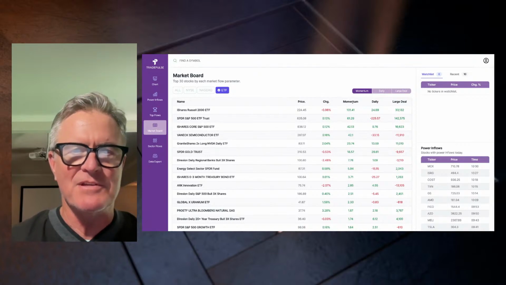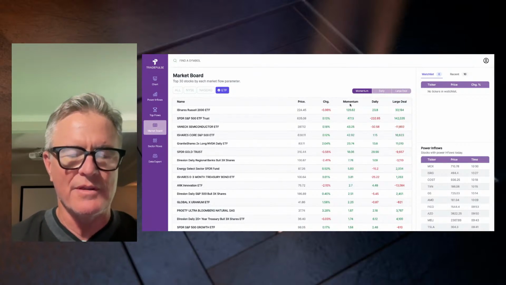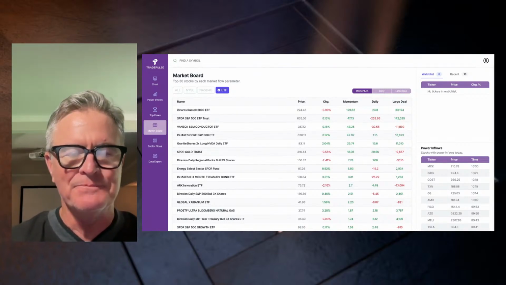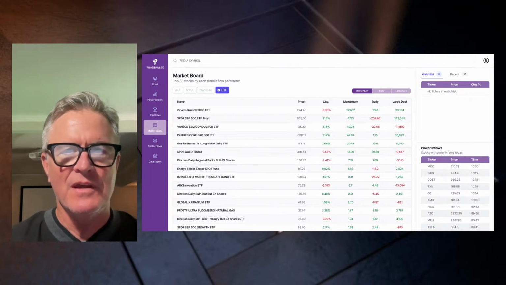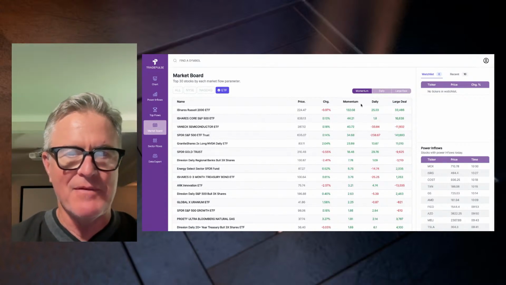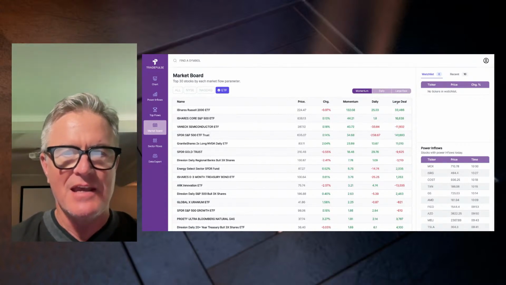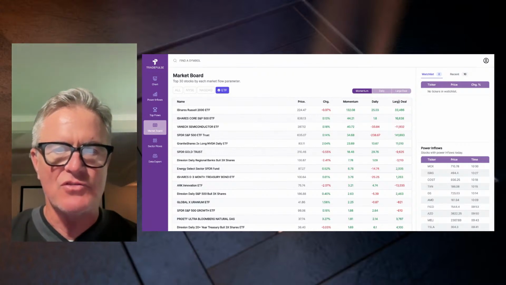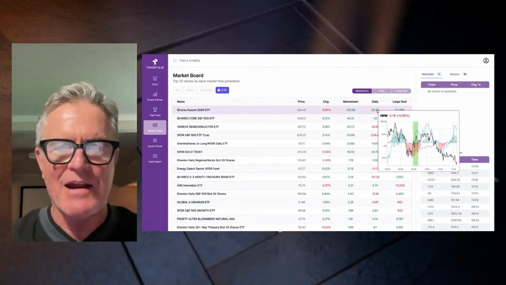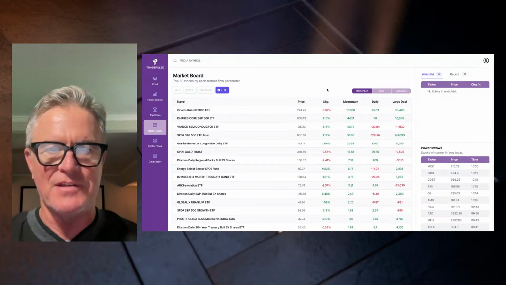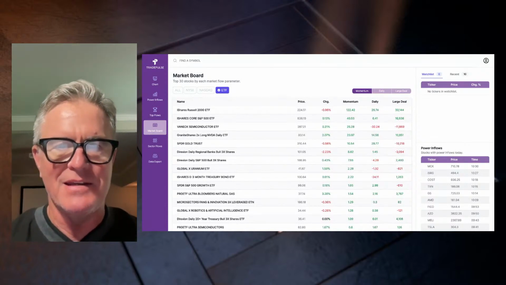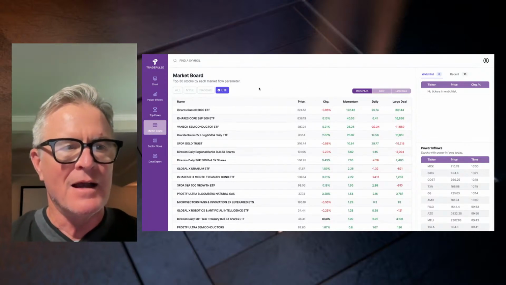And then the momentum score is the short term, minute by minute, on the retail order flow. The daily is that same information smoothed out over 2 days. And the large deal flow is the institutional order flow. And these numbers, the higher they are, the better. And green represents they're positive for the day. Red indicates they're negative on the day.